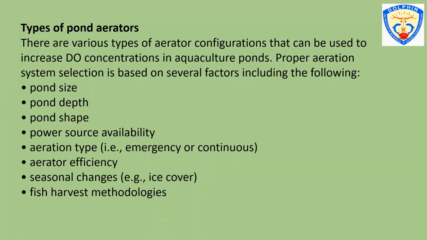Proper aeration system selection is based on several factors, which are as follows. It depends upon the pond size, the pond depth, pond shape, power source availability, aeration type, whether it is for emergency conditions or continuous use, the aerator's efficiency, seasonal changes, for example, if the ponds are in high altitude regions, the ice cover, and fish harvest methodology.